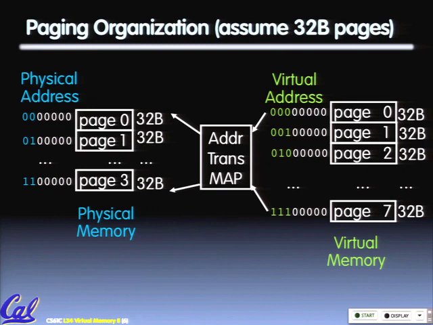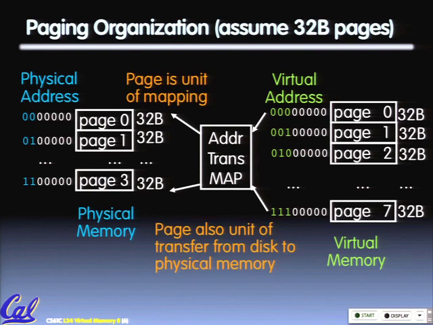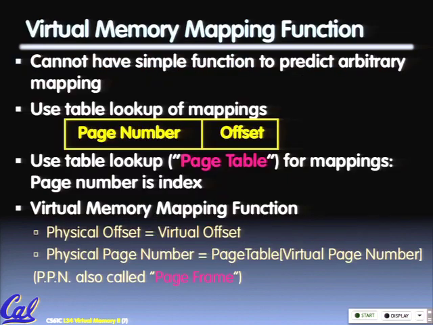In each of those entries, I only have to store 2 bits, which is what actually is the physical page number. I also need another bit to tell me whether it's valid or not. Is it actually resident or not? That's pretty simple. So the page, as we saw, is the unit of mapping. It's also the unit of transfer from disk to physical memory you saw in the previous slide. So my page table is literally no more complicated than an array.